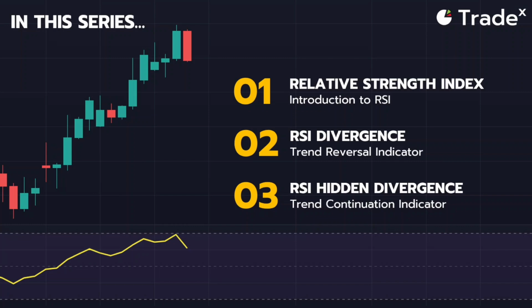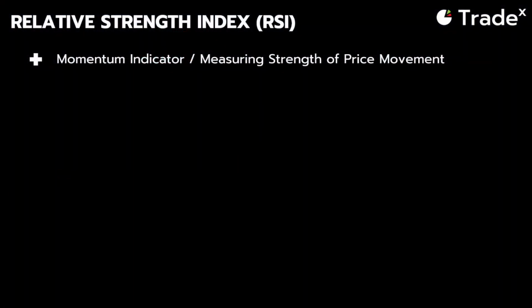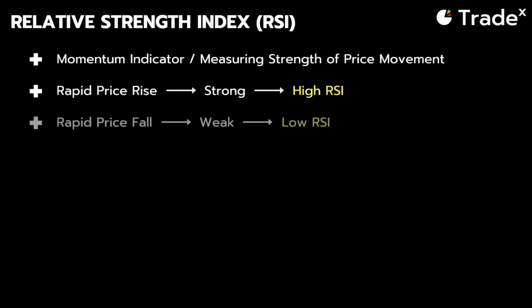Let's start by defining RSI. The Relative Strength Index, or RSI, is a momentum oscillator that measures the speed and change of price movements. It helps traders evaluate the strength of recent price action. When there are rapid price rises, the RSI will be high, reflecting strong momentum and indicating that the price is relatively strong. Conversely, when there are rapid price falls, the RSI will be low, showing that the price is relatively weak and could be due for a reversal.